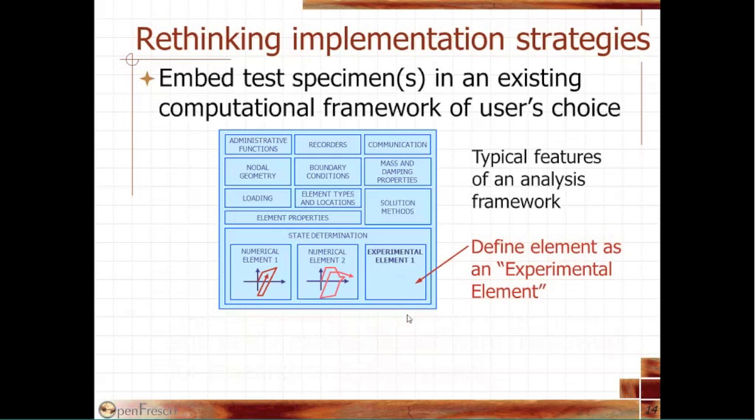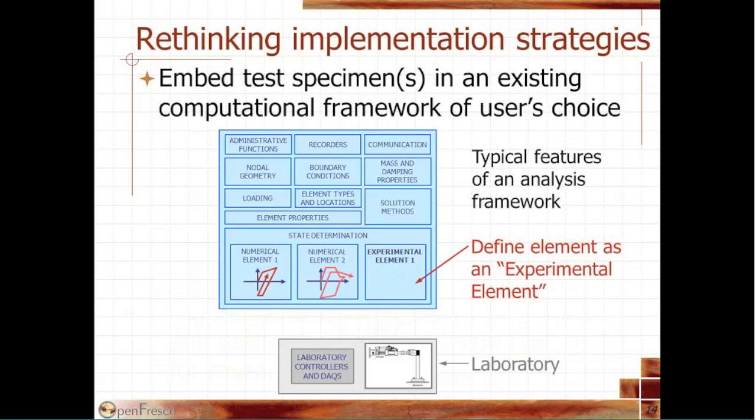And you define that experimental element, you build it in the laboratory, connect it to some controllers and data acquisition systems in your laboratory. So now the task is how do we talk from our finite element software to our laboratory, and that's where OpenFresco comes in. And it will allow you to send out response quantities, typically displacements, through OpenFresco to the laboratory. And then typically we measure forces in the laboratory, and we can send forces back through OpenFresco into our finite element analysis software.